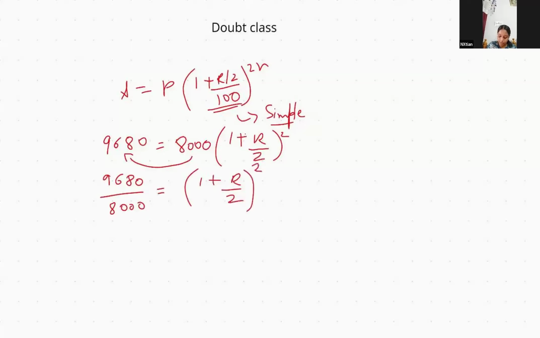Now how did this 1.21 come? You divide 9680 by 8000. You can cancel zeros more to the last and then divide, or you can cancel 968 with 800. When you divide this, you will get 1.21 here, which equals 1 plus R by 2, whole squared. This I explained. Now here raised to the power 2 is there, so to remove it, we will take the square root of this number also.